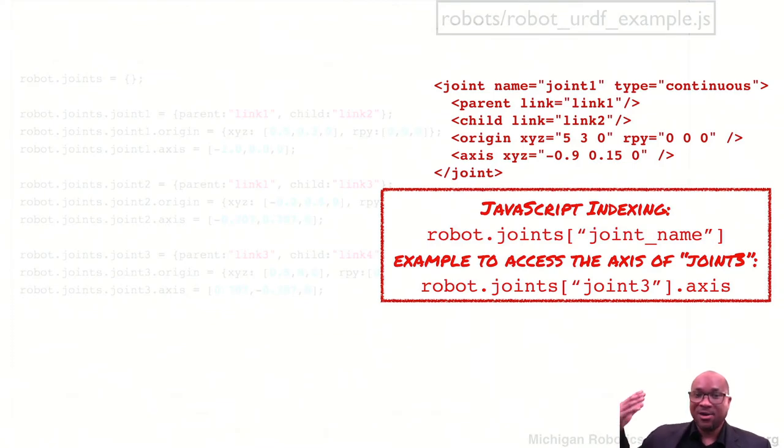Similar to links, we can index into joints by saying robot.joints and then giving a string for the name of the joint, so we can access any property of the joint, such as the axis of joint 3.